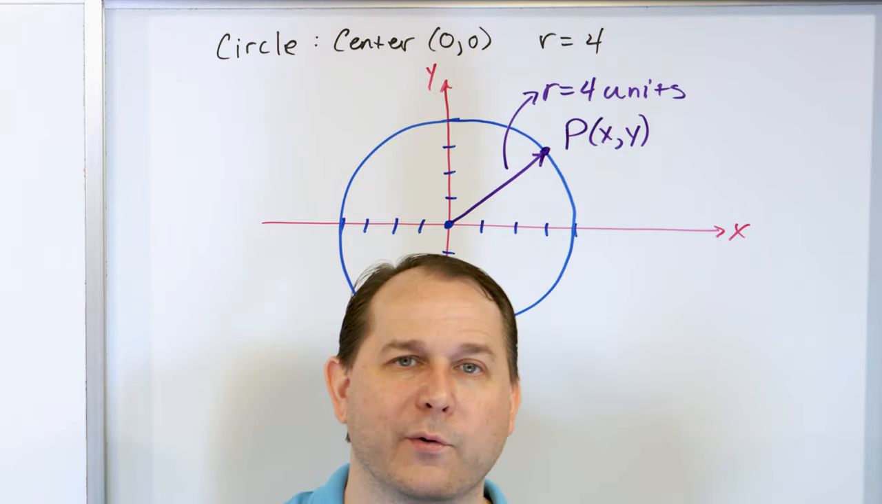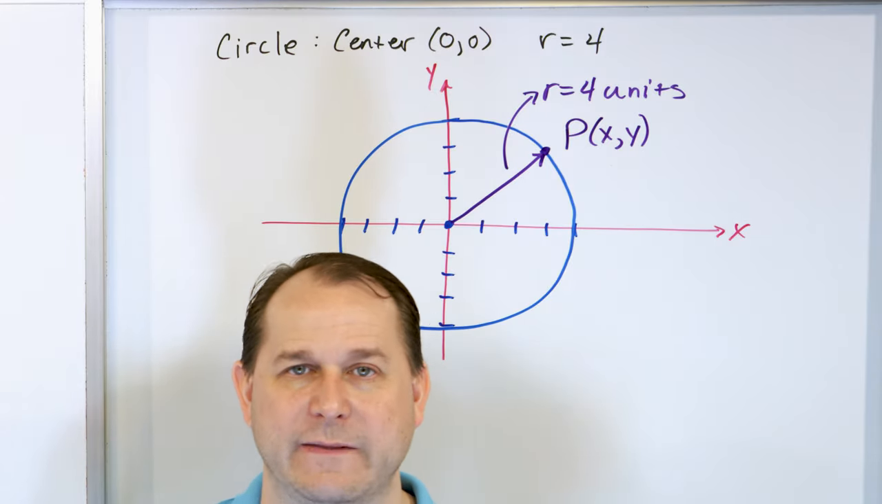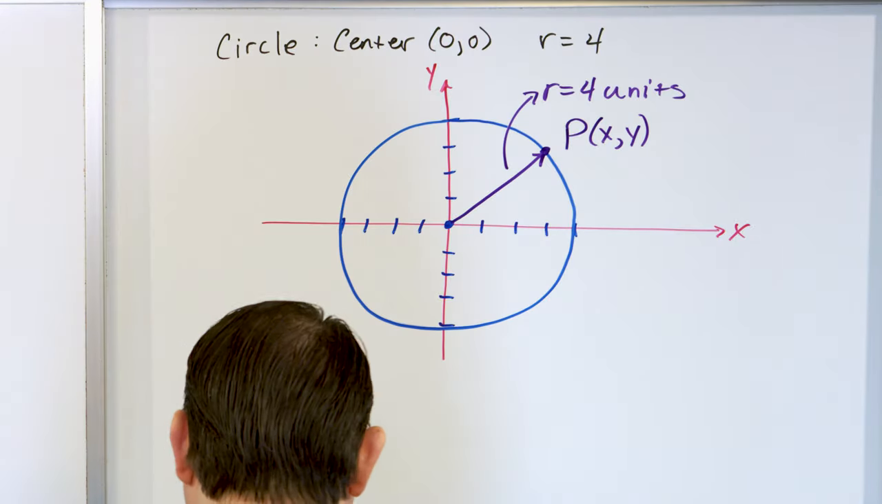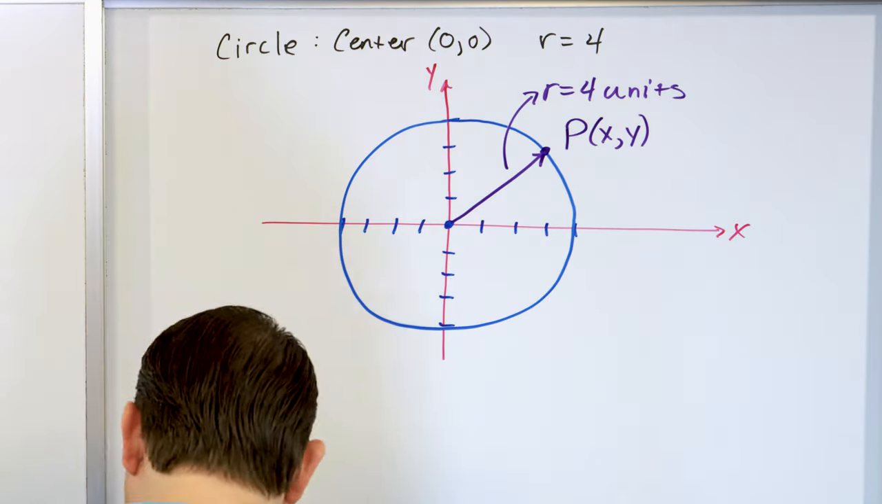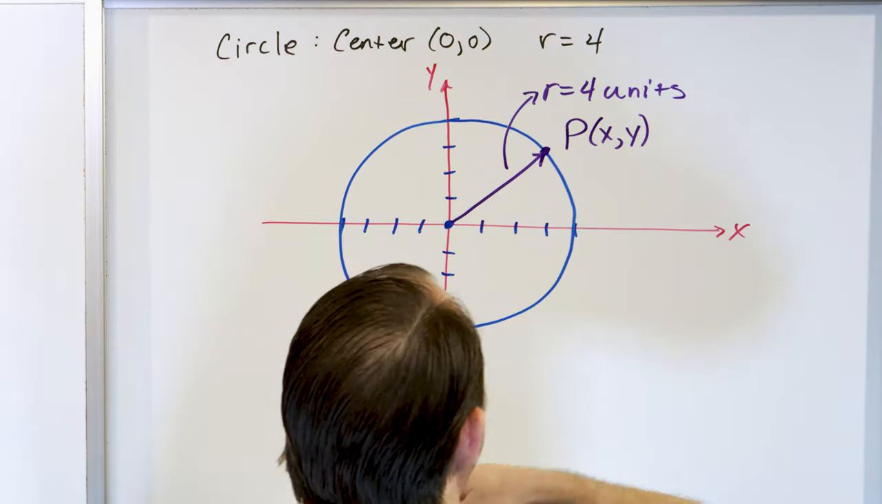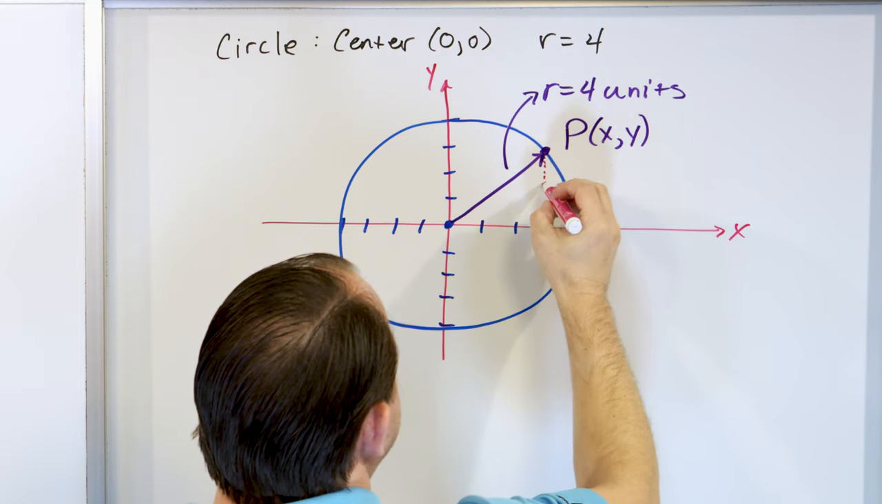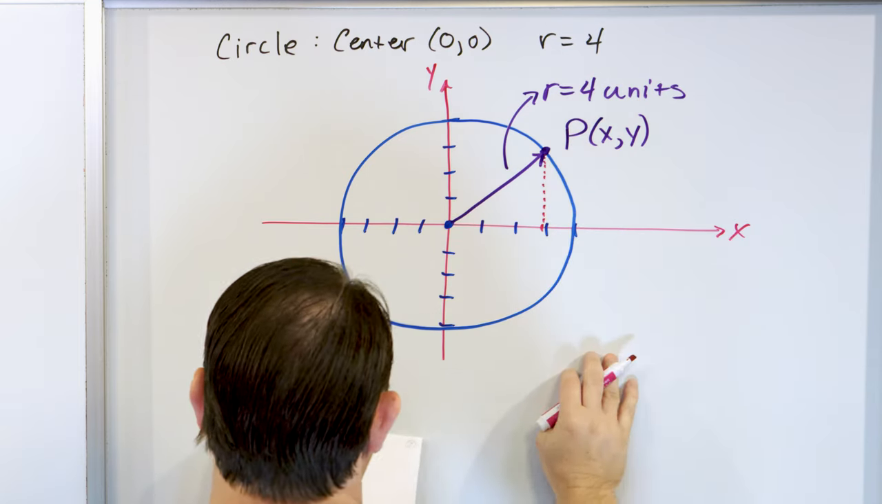Now remember, the distance formula comes directly from the Pythagorean theorem, which we discussed a long time ago. All right, so if you think about it, if this is the point P, which is X comma Y, then there must be some X value, right?